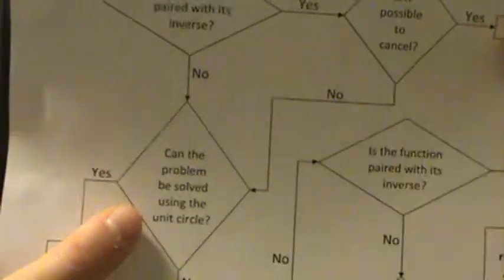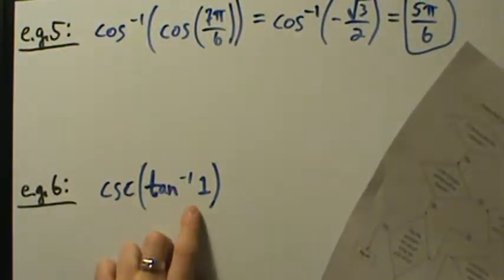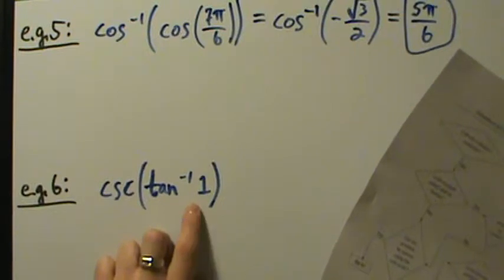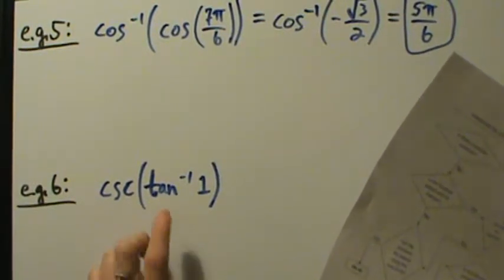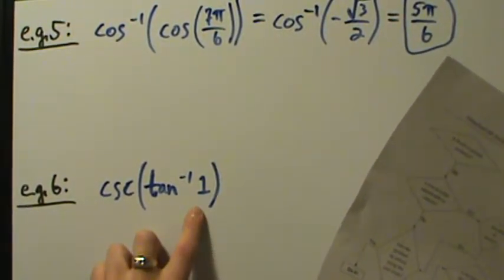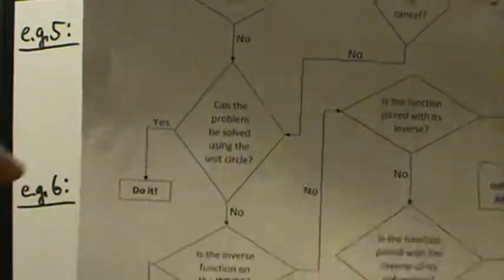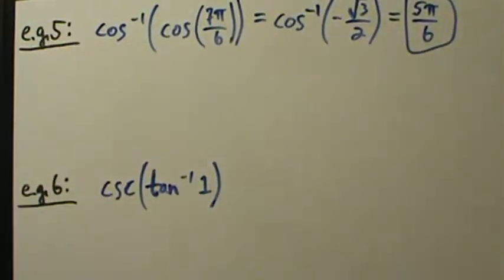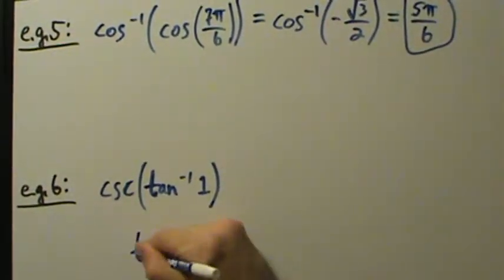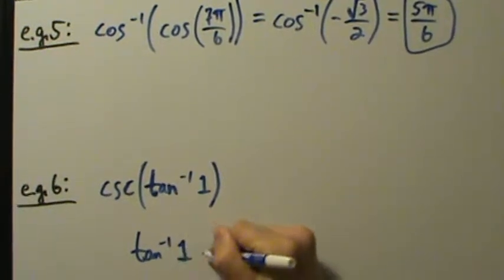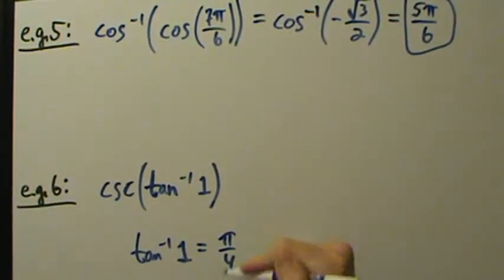So, is the function paired with its own inverse? No. Can the problem be solved using a unit circle? In other words, does this give us a nice number from the unit circle? And yes, we actually already kind of gave it away, but inverse tangent of 1 is pi over 4. So we can evaluate that using a unit circle. So can the problem be solved using a unit circle? Yes, so we do it. Okay, so inverse tangent of 1, we already said is pi over 4.